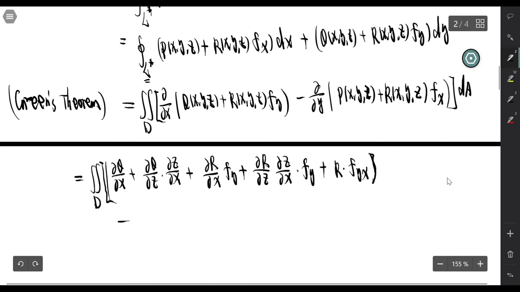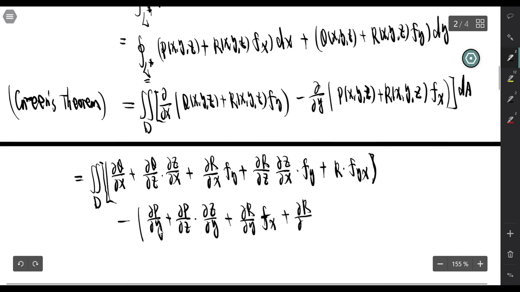Then minus the second part, partial p partial y plus partial p partial z times partial z partial y, and plus partial r partial y f x plus partial r partial z times partial z partial y times f x, and plus r times f x y dA.